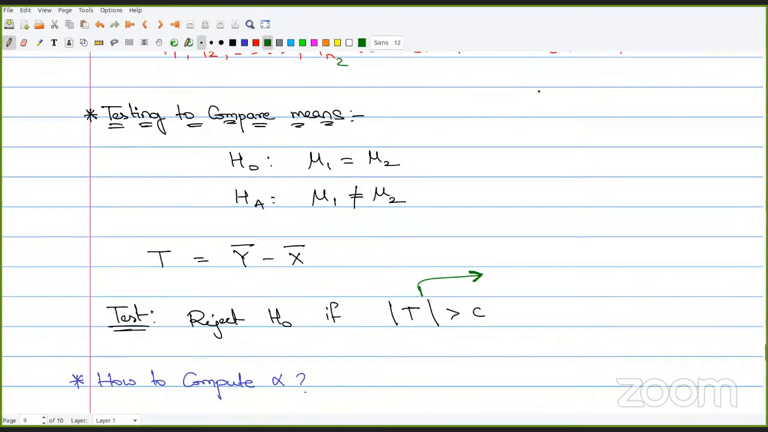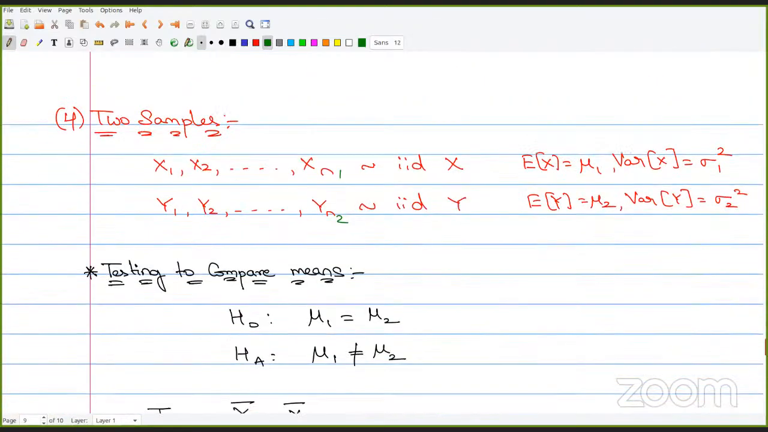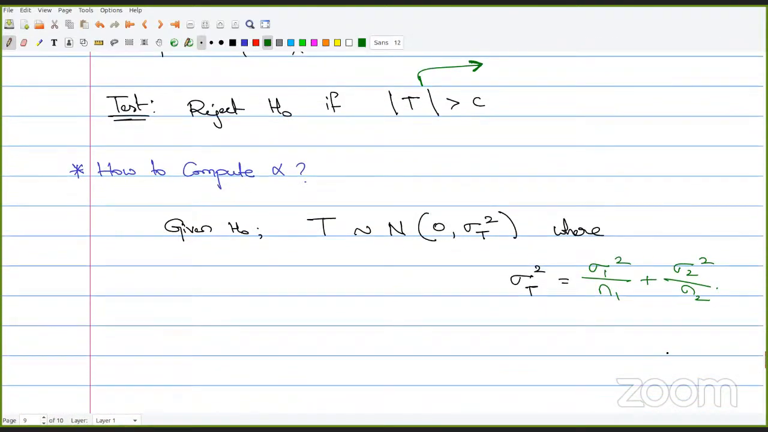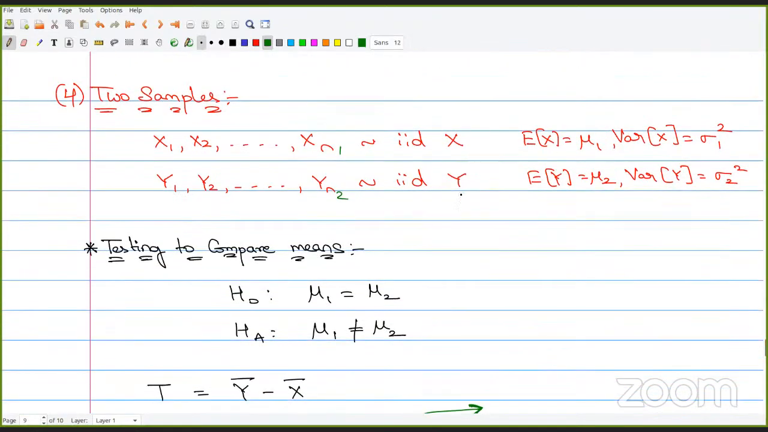So here also, whatever the t test statistic we have, it actually follows normal 0, some variance sigma t square, where this sigma t square will be sigma 1 square by n1 plus sigma 2 square by n2. So if it is n1 and n2, this is how it will be. So in this case, the two samples should have same distribution, right? In this case, if it is different distribution also, you can approximate it to normal. Okay.